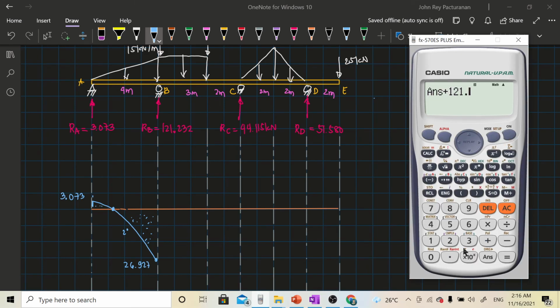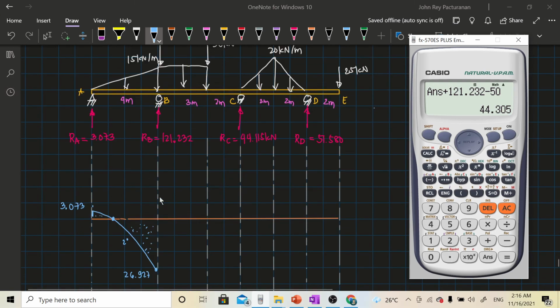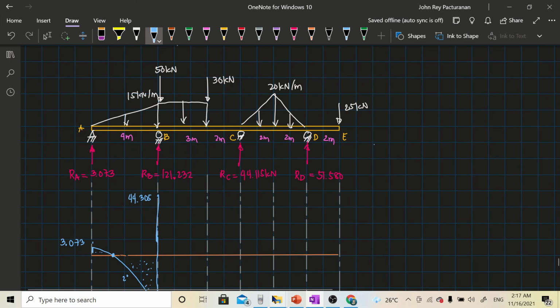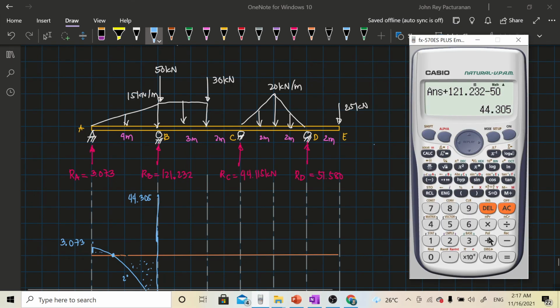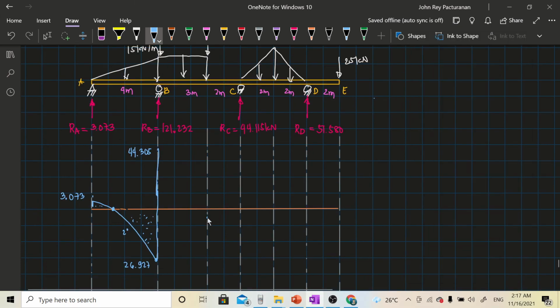Okay? So, for the case of shear diagram, after nyan, ang gagawin natin is, i-consider na natin yung pataas na 121.232 kasi yun yung reaction eh. But, do not forget na may direktang pababa na 50 dyan. So, may minus 50 pa dyan. So, our answer is 44.305. So, this will be 44.305. Then next tayo, minus 15 times 3. 'Di ba? Because of this, minus 15 times 3. So, ang sagot is negative 0.695. Sobrang liit niya. But still, dahil negative siya, ibig sabihin nag-intersect siya dito.